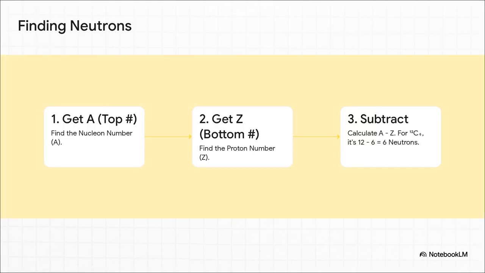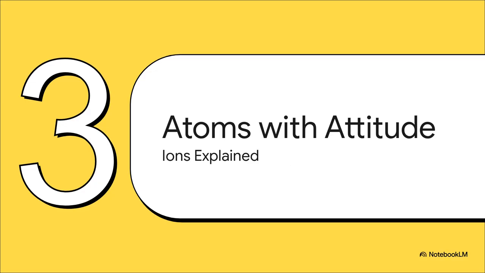So if the top number is protons plus neutrons, and the bottom number is just the protons, how do we find the number of neutrons? It's easy. You just subtract the bottom number from the top one. For our carbon atom, that's just 12 minus 6, which gives us 6 neutrons. Simple as that. All right, now this is where things start to get really interesting.